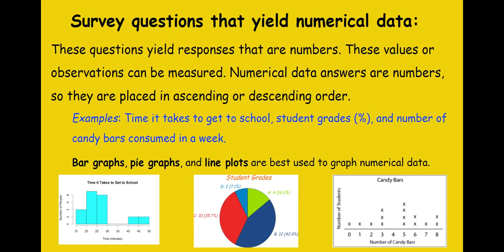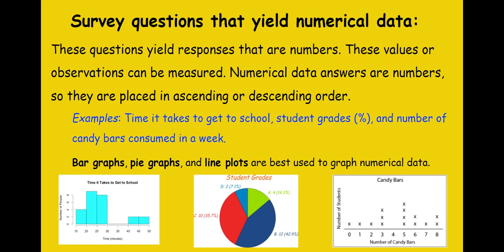So once that data was collected for the pie graph or the pie chart that we see here, then we relabeled it as an A, a B, a C, or a D. All right, the candy bars, the number of candy bars that you ate in a week. If you take a look at this, again, you've got a line plot. When you ask that question, you're going to have answers with this population between 0 candy bars eaten in a week to 8 candy bars eaten in a week. So these are good examples of survey questions that yield numerical data.